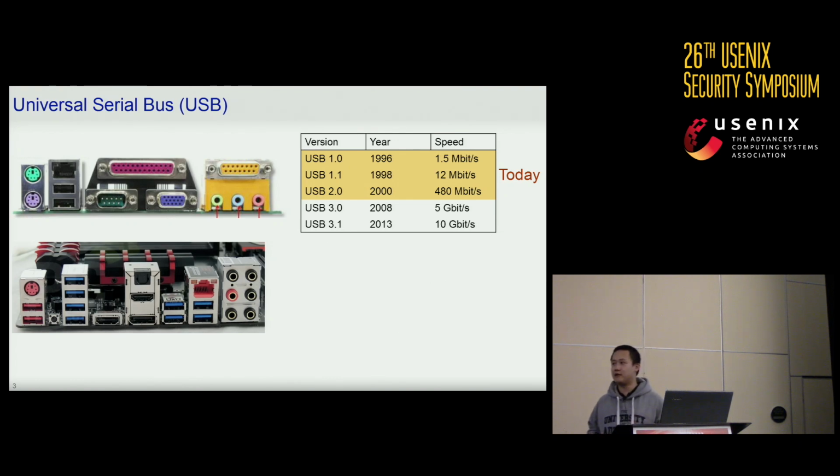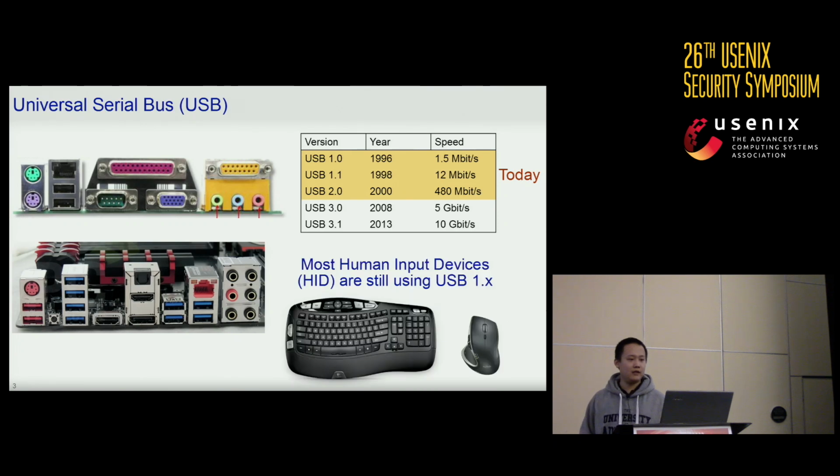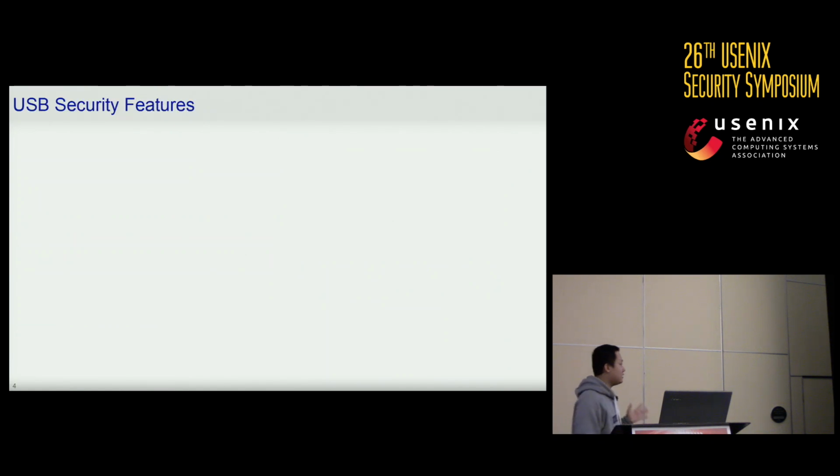You may ask yourself, where can I find such old devices? The truth is that USB 2 is still quite common today. For some devices, if we take a closer look, for example, human input devices, they are still using the earliest version, USB 1.0, because they don't need such a high data transfer rate. We have been talking about the history of USB.